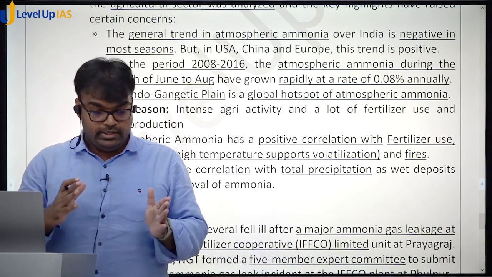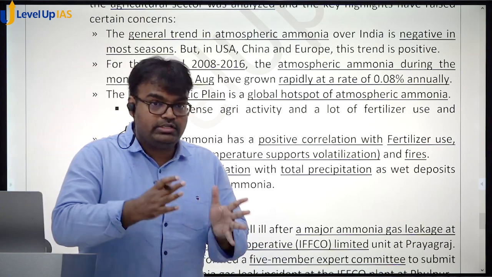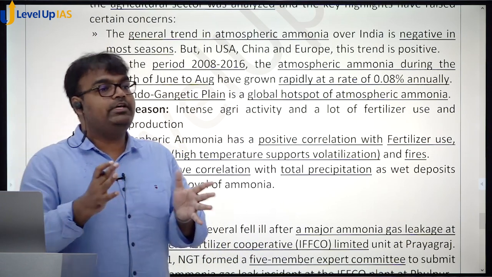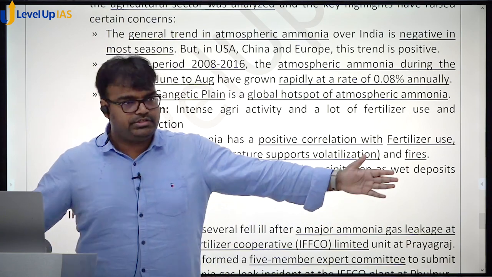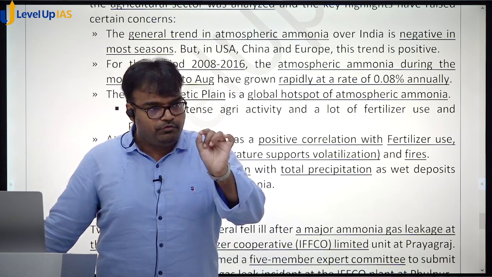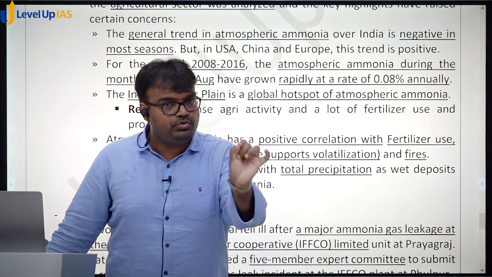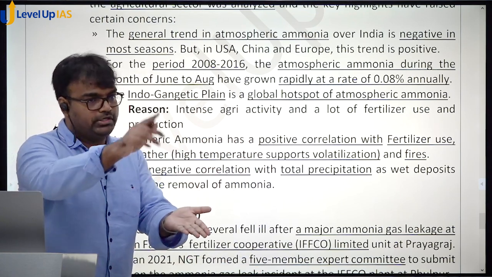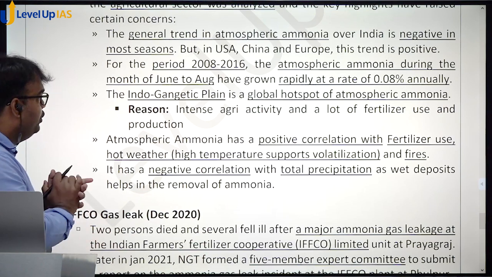So, dekho, hum kya bol rahe? The study has done both temporal and spatial analysis. So, time-wise also it's saying that overall in the country it's going down. But when we are covering the June to August period, it is actually going up. You can understand the reason, because a lot of fertilizers would be used then.